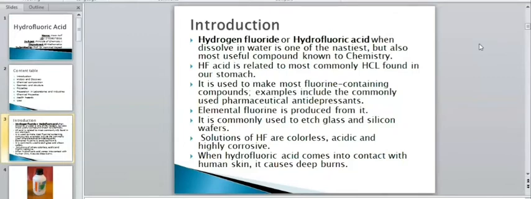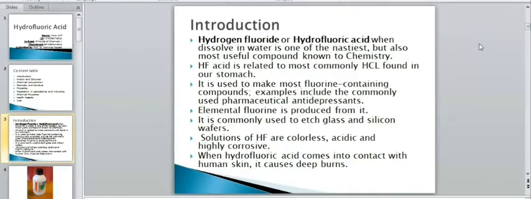Examples include the commonly used pharmaceutical antidepressants. Elemental fluorine is produced from it. It is commonly used to etch glass and silicon wafers. Now, what is etching? It is used in microfabrication to chemically remove layers from the surface of wafers during manufacturing. Solutions of hydrogen fluoride are colorless, acidic, and highly corrosive.